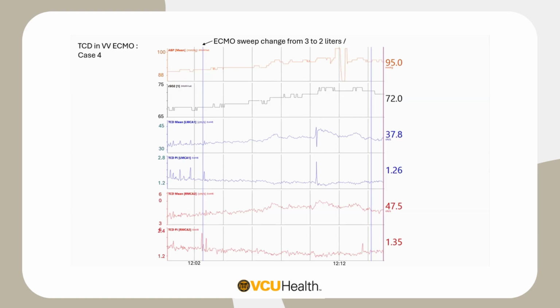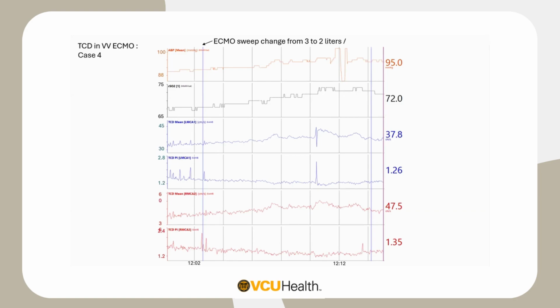So we discussed some of the findings with our critical care team, and I think there was an agreement to try to adjust her PaCO2 target a little bit. And here's where we changed her ECMO sweep settings from 3 to 2 liters. When we did that, you had a really nice rise here in the cerebral NIRS, and her flow velocities went up and pulsatility indices went down.